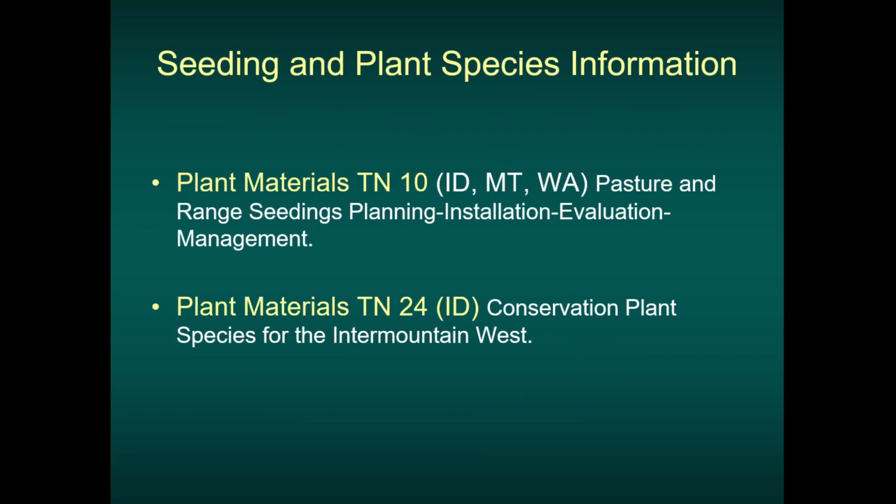We have some good technical references for the field offices. TechNote 10 goes into planning and installation and evaluation of different seedings. TechNote 24 houses all of the species information of the commonly used species for NRCS plantings. So if you want to look at different species and their adaptation and seeds per pound, that kind of thing, TechNote 24 is where to start. There's also Technical Note number 2, which is specifically on pollinator species. So if you're looking for different forbs, you can go to TechNote 2.